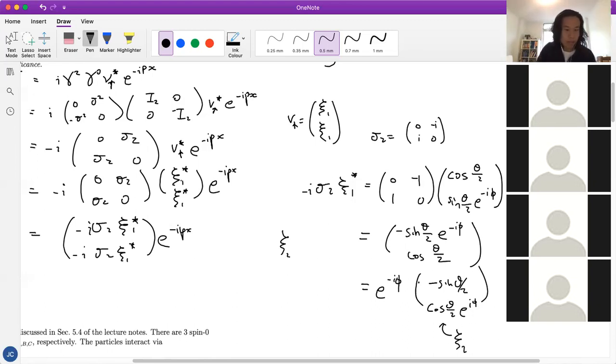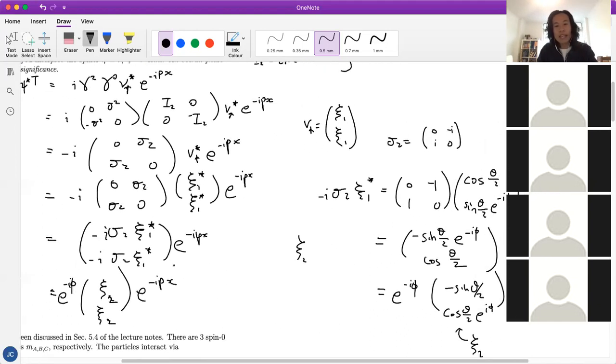So then this minus i sigma 2 xi1 star is just equal to e to the minus i phi psi2. So both of these components just look like that. So you get e to the minus i phi out the front, and then psi2. This is number 2. And then e to the minus i p x.